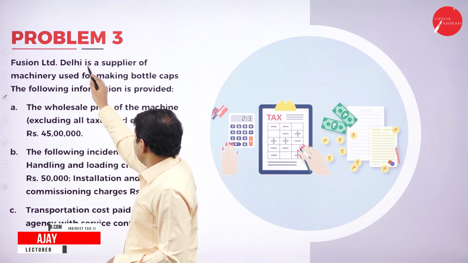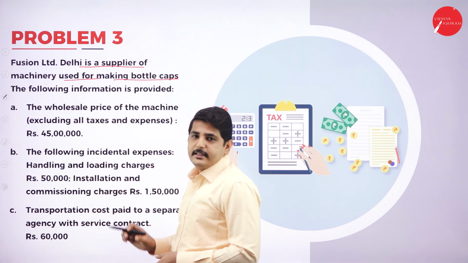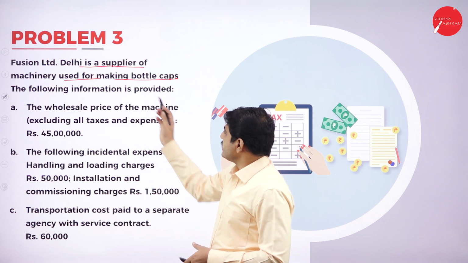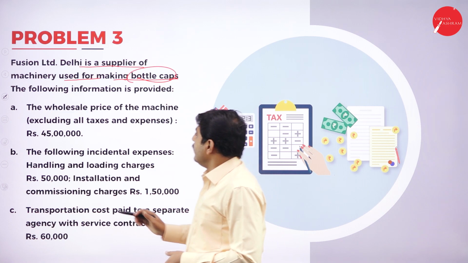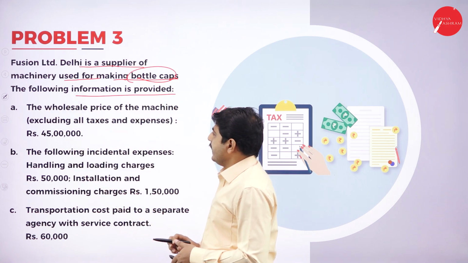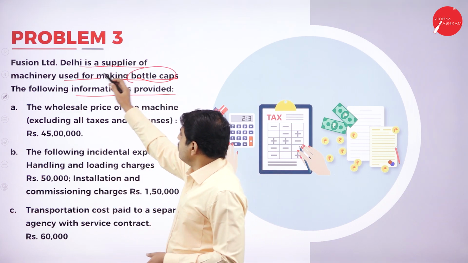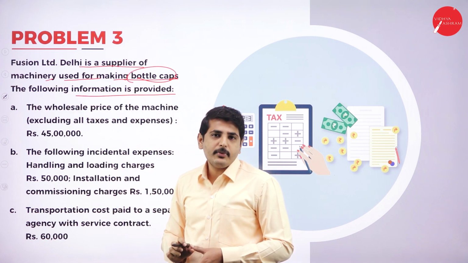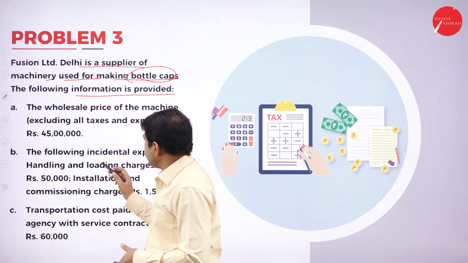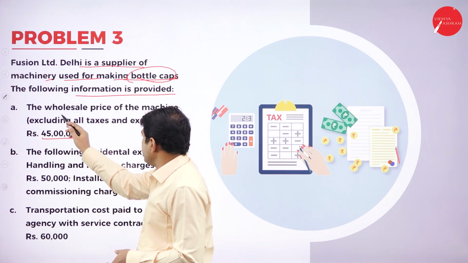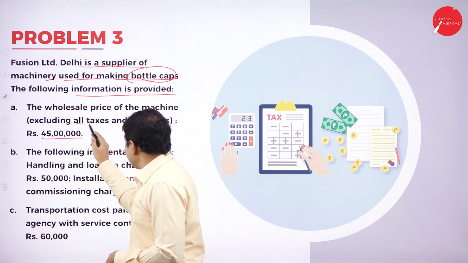Fusion Limited, Delhi is a supplier of machines used for making bottle caps. It is a factory which makes and supplies bottle caps. The following information is provided. So, Fusion Limited is a company which sells the machines used for making bottle caps. It is selling machinery costing 45 lakh. The wholesale price of the machine is 45 lakh, excluding all the tax and expenses.